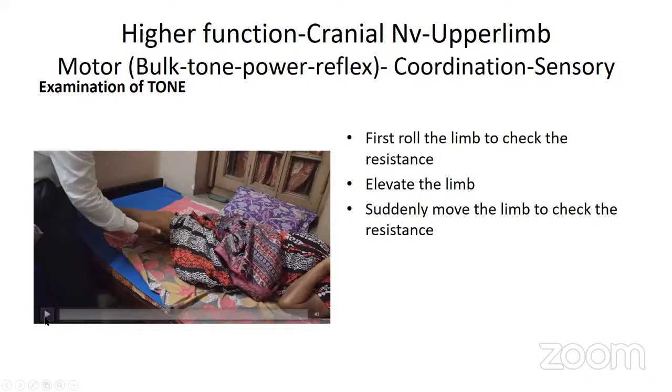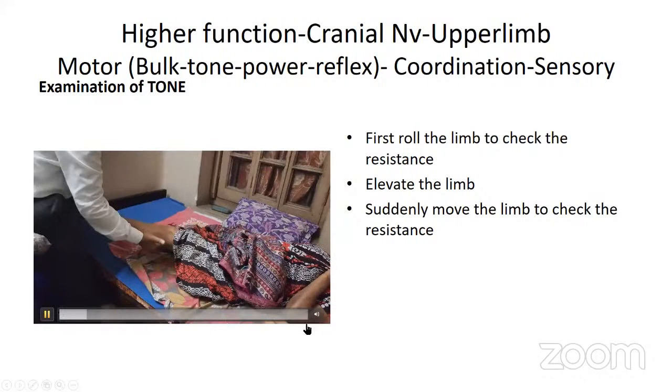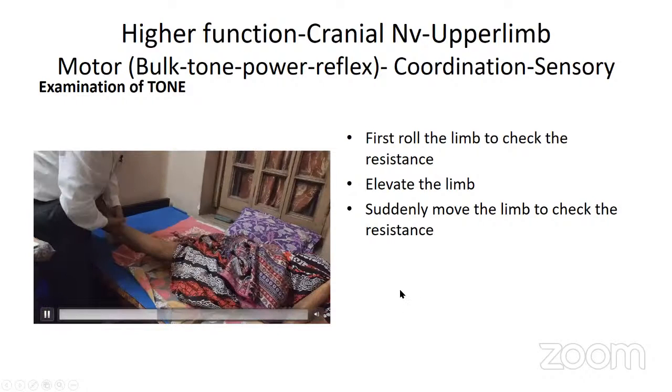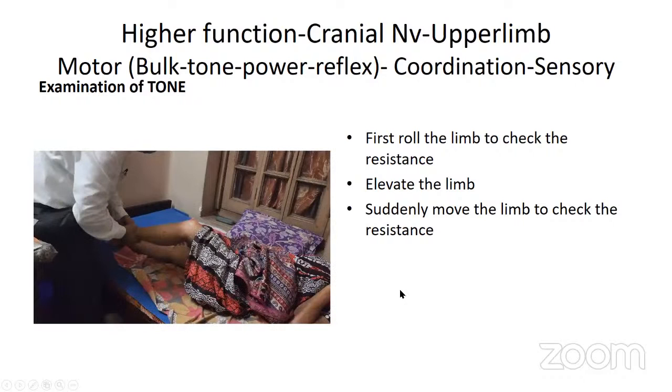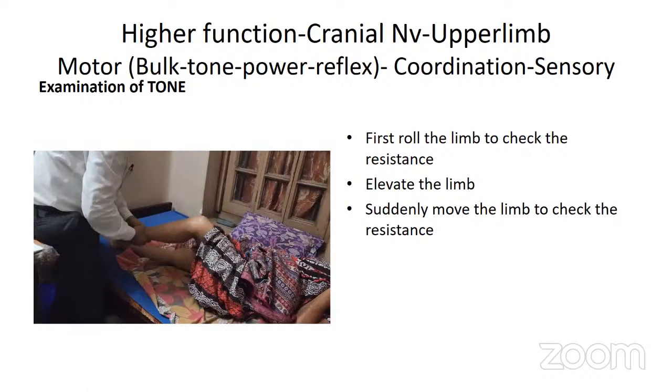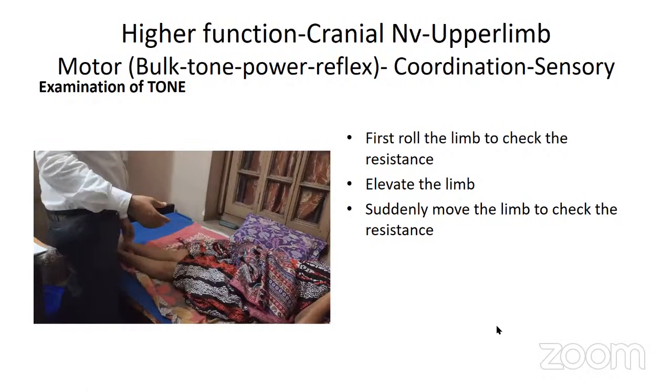Now, how to check the tone? First, this is the technique. First, roll the limbs to check the resistance. Check the roll, and next, elevate the limb like this and suddenly move the limb to check the resistance, because tone spasticity is velocity dependent. If you take a very slow movement, you cannot check. So you have to make a sudden movement.